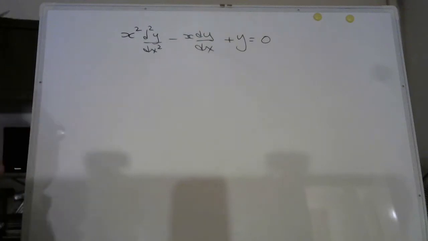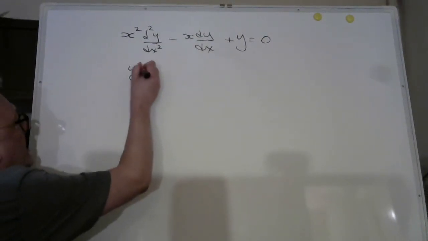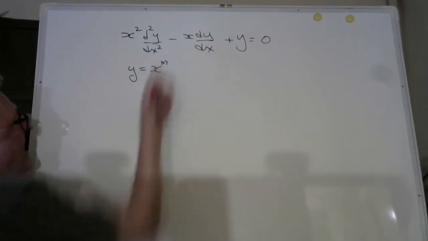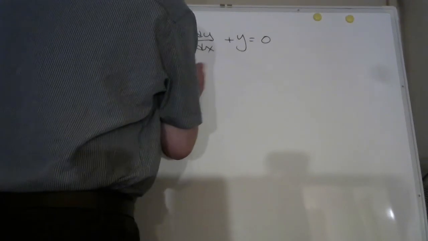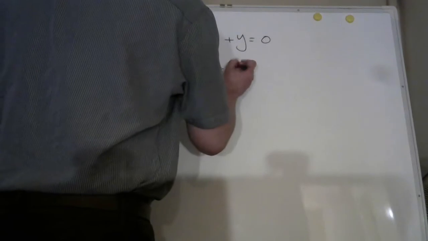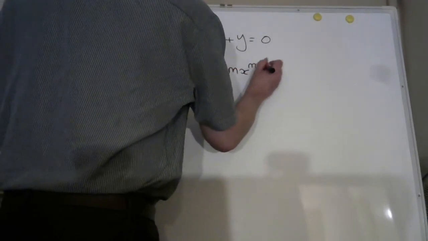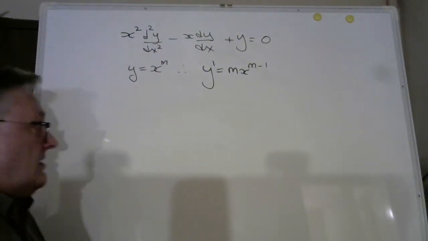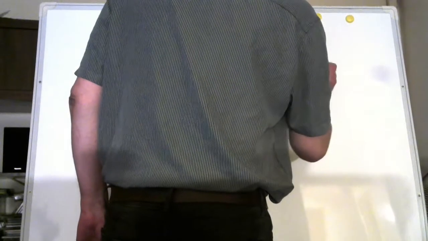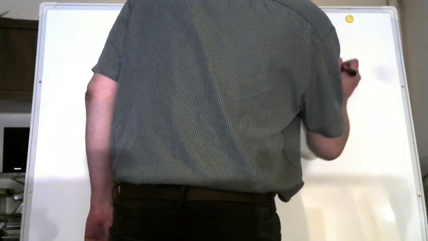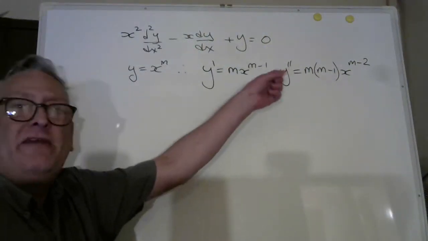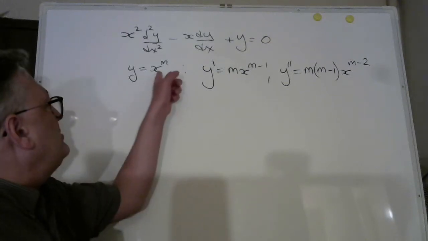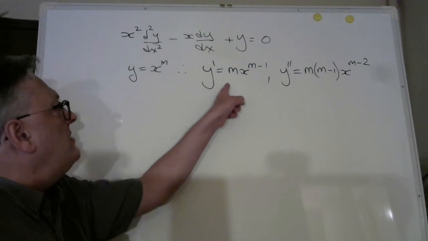So what we're going to try in this case is a solution y equals x to the power m, and I hope you can see that there. Now this means that the derivative y dash is equal to m x to the m minus 1. That's the first derivative. The second derivative, y double dash, is equal to m times m minus 1 times x to the m minus 2. That's just standard high school mathematics for differentiating a function x to the power m. There we've differentiated it once and then twice.